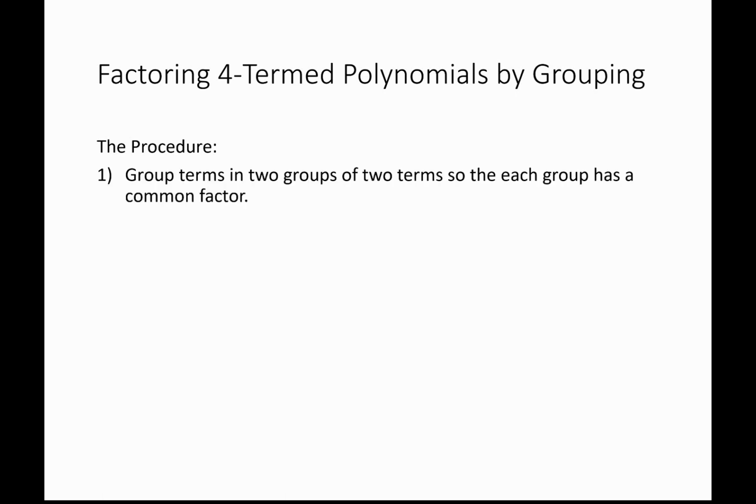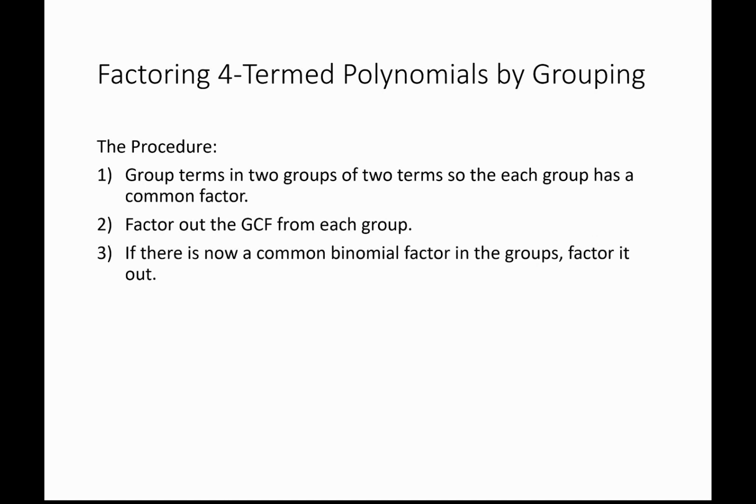Step one, we're going to group terms into two groups of two terms so that each group has a common factor. This might involve rearranging some terms, which is fine to do as long as, if a term is being subtracted off, that negative sign out in front needs to come along for the ride. We're going to factor out the GCF from each individual group. So there's going to be two possibly distinct GCFs happening. If there is now a common binomial factor in the groups, you want to factor that out. If not, rearrange the terms and try this process again.